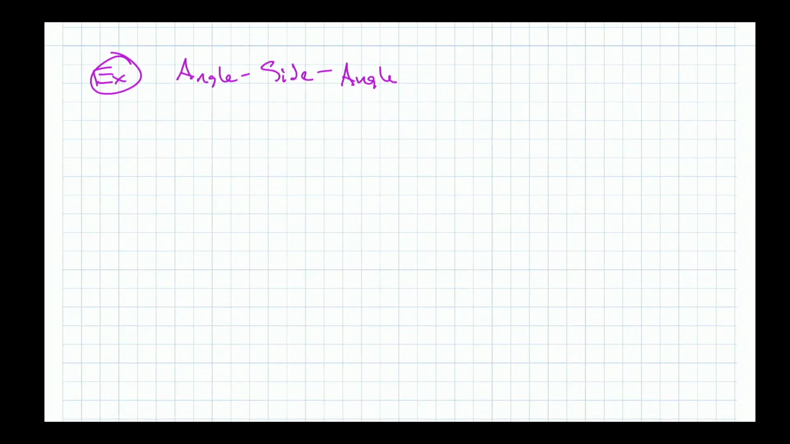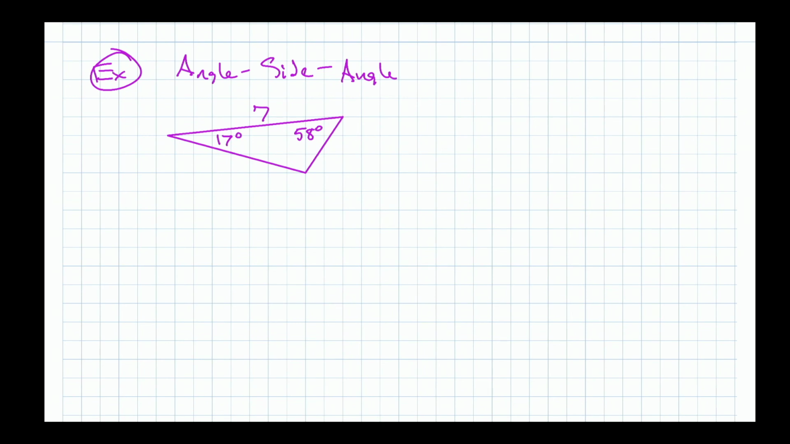Here's what they give me. They give me a nice picture, so I'm going to write it. Sometimes you have a picture, sometimes you don't. If they give you one, use it. If they don't, that's fine. It looks like this. They say this is 58, this is 17, this is 7. This side is little c, this side is little b. This is angle A, this is angle C, and this is angle B. Everything's labeled.